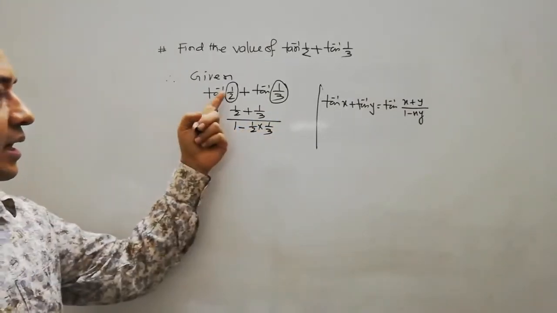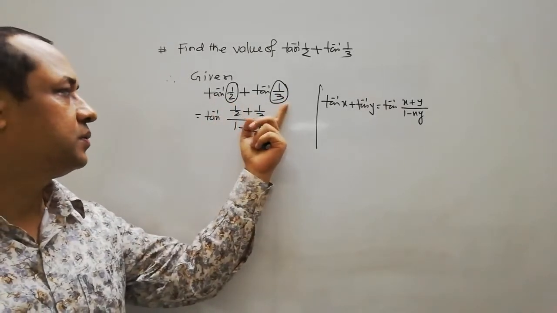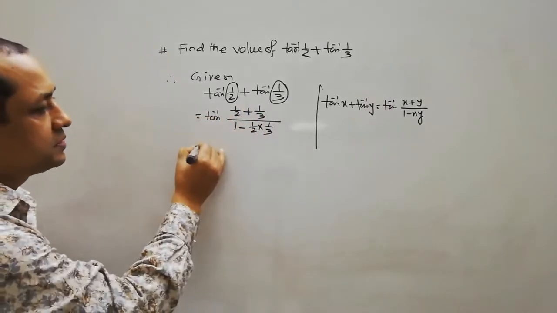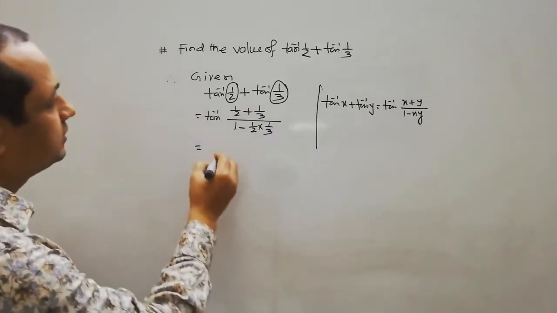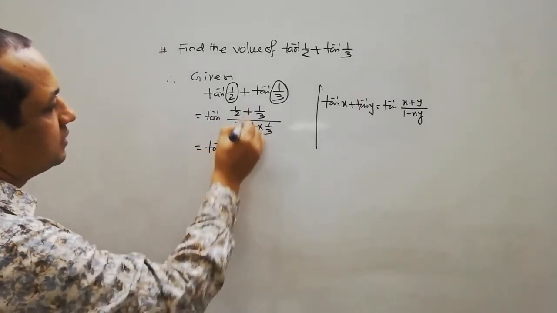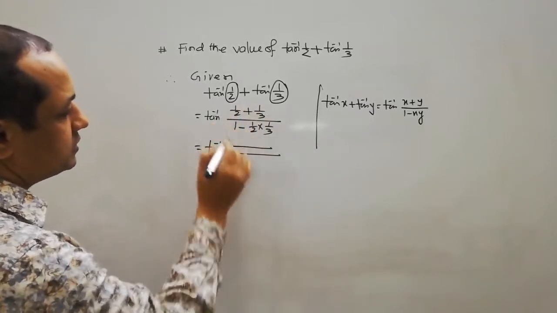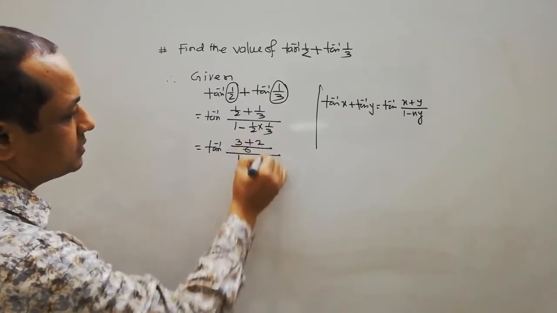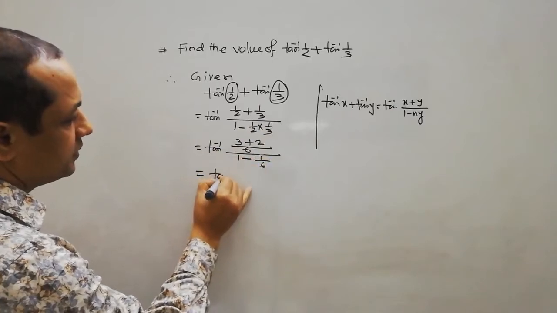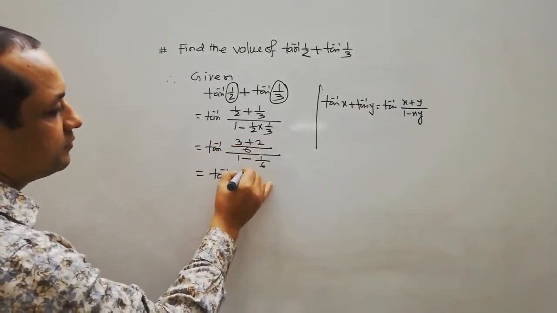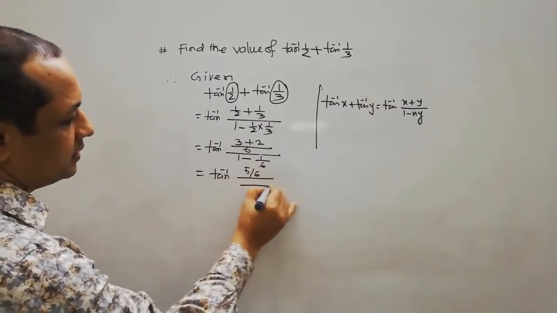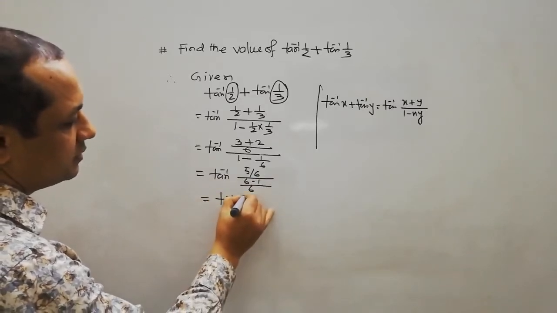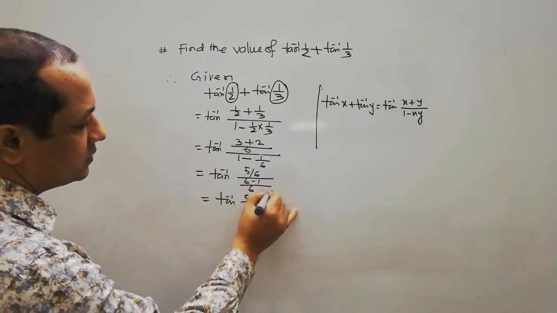Here half equals x and 1 by 3 equals y. So tan inverse of x plus y by 1 minus xy. Now simplify. LCM of 2 and 3 is 6. So 3 plus 2 by 1 minus 1 by 6. Student, attention please, here 3 plus 2 will be 5 by 6 and 6 minus 1 equals 5 by 6. So tan inverse 5 by 6 into 6 by 5.